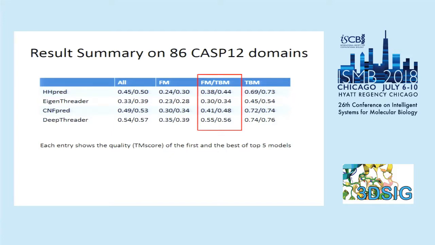So the largest improvement is in this category, because in this category, we have templates in the database, but we just couldn't recognize them, or we couldn't build a good alignment. So by using the pairwise distance information, we can build a much better alignment, so we can recognize the correct templates. This is why, in this category, we can significantly improve the modeling accuracy.